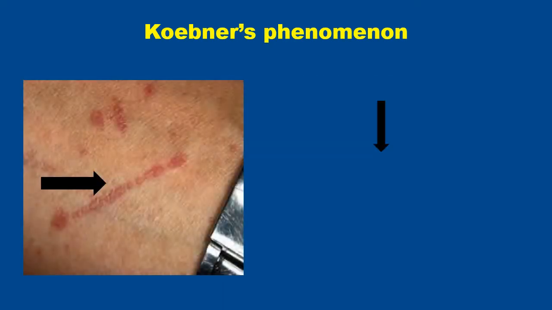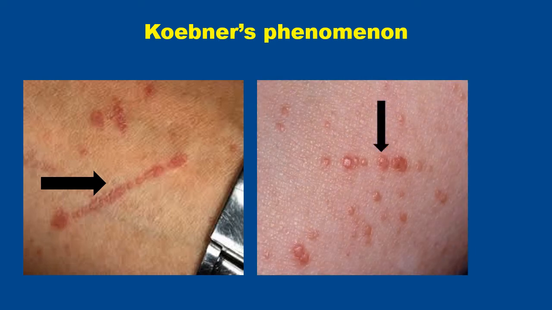Koebner's phenomenon is a very important phenomenon in the pathogenesis of Lichen planus. What it means is, in an area of normal skin, if there is trauma, lesions similar to Lichen planus develop there, mostly in a linear fashion, as seen in these pictures.